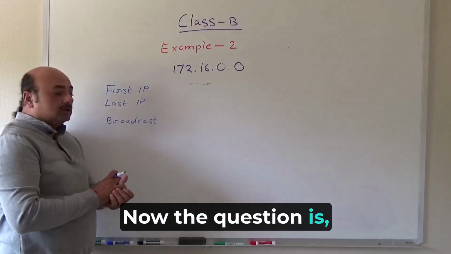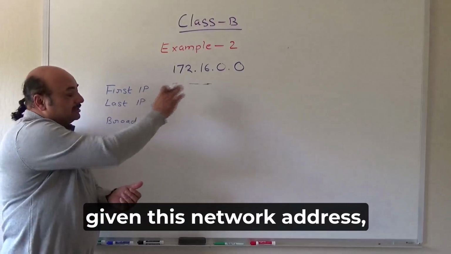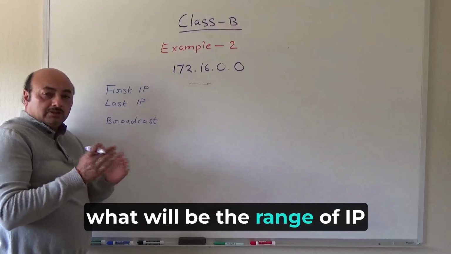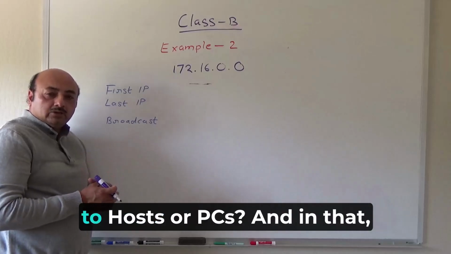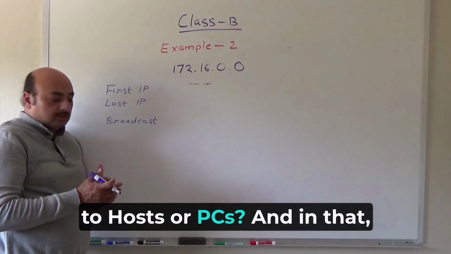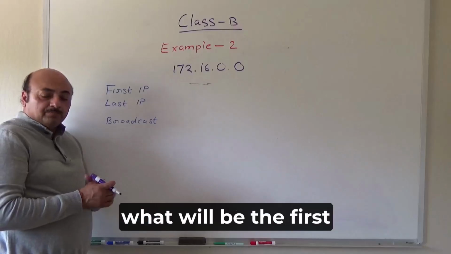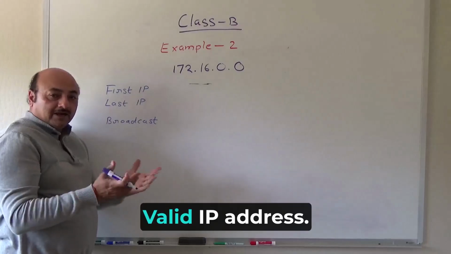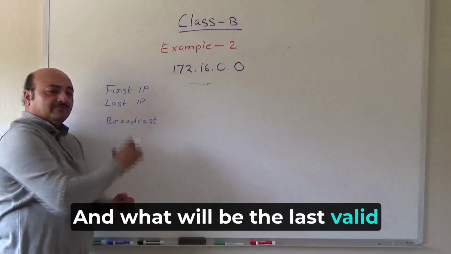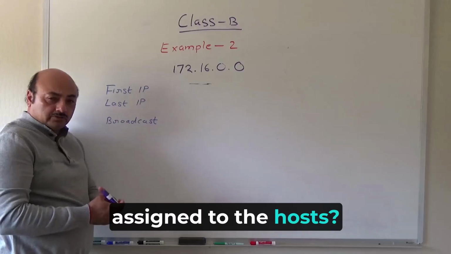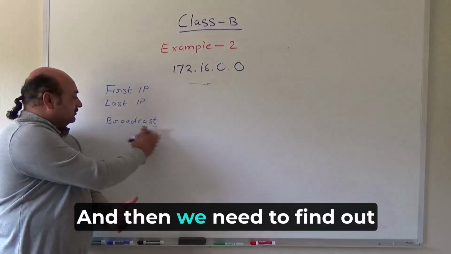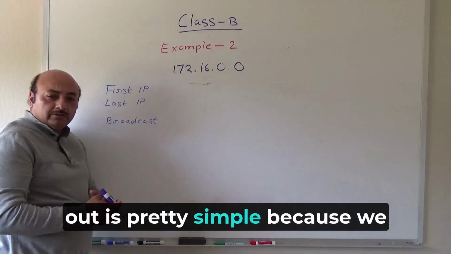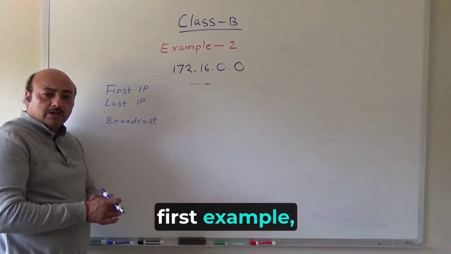Now the question is, given this network address, what will be the range of IP addresses that can be assigned to hosts or PCs? And in that, what will be the first valid IP address, and what will be the last valid IP address that can be assigned to the host? And then we need to find out the broadcast address.